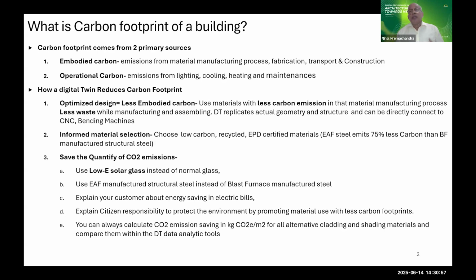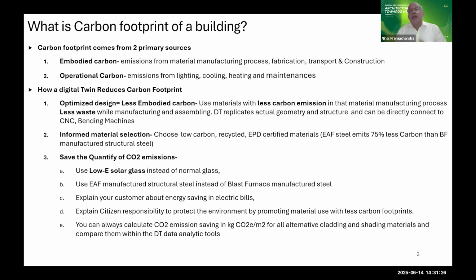And of course, this informed material selection is also very important. When you are selecting the materials, you choose low carbon materials. Now, there is a certification that all the manufacturers should obtain in their material production to ensure the low carbon footprint. You select such materials where they have EPD certification, right?